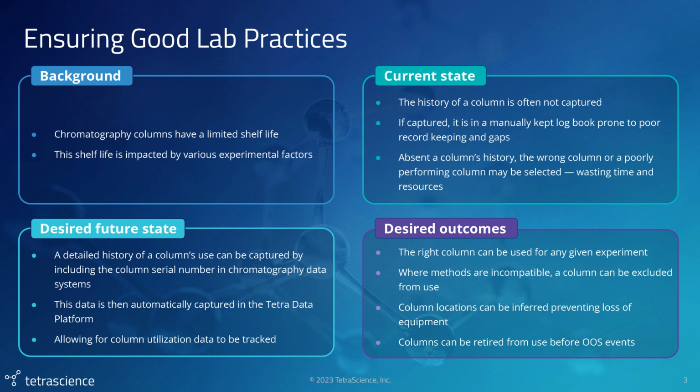This means that useful column utilization data is lost. With the Tetra Data platform and the capture of column serial numbers within chromatography data systems, we can monitor key utilization metrics. This will allow for lost columns to be identified, the right column to be selected for the experiment to be conducted, and for old columns to be retired before they fail or before there are any out-of-specification events.